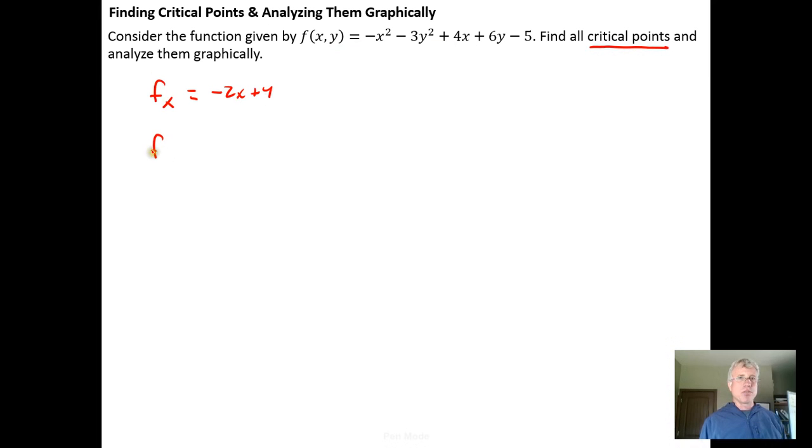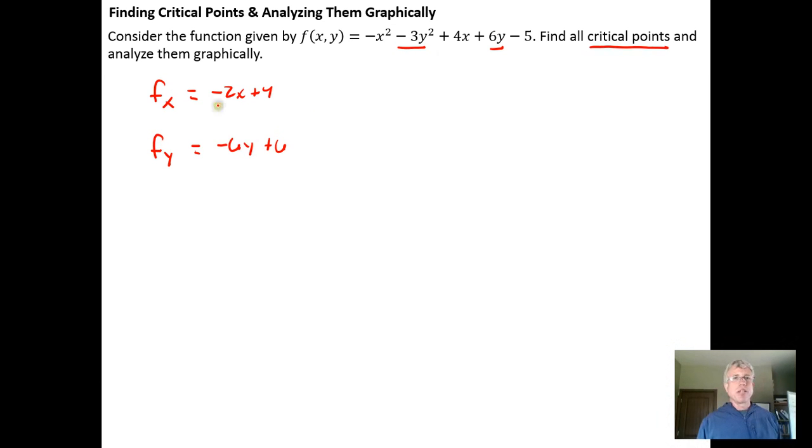And then the partial derivative with respect to y. We just need to find the terms that have the y's in them and then take the derivative of those terms. So we get minus 6y plus 6. And when I look at these two partial derivatives, I see they're just equations of lines. So I know that they are everywhere defined on the interval from negative infinity to infinity. So there isn't going to be any place where the partial derivatives don't exist or are undefined.